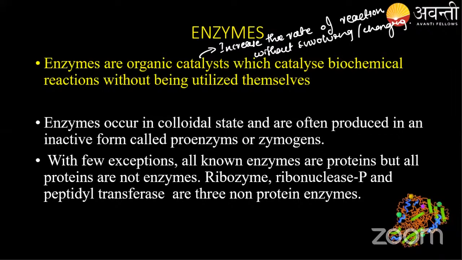Remember, this is very important. It is present in a colloidal state and often produced in an inactive form. Normally, enzymes are not produced in active forms. Normally they are produced in an inactive form. We normally call them proenzymes or zymogens. Then how will they be activated? These proenzymes or zymogens will be activated and form enzymes through different materials.